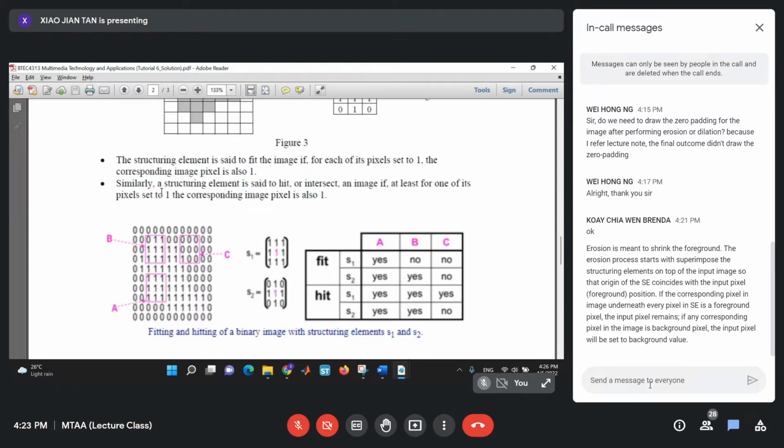Similarly, a structuring element is said to hit or intersect an image if, for at least one of its pixels set to one, the corresponding image pixel is also one.